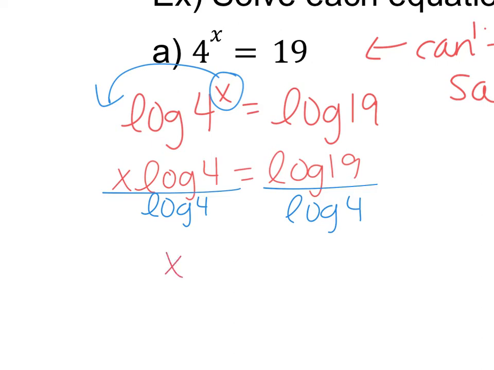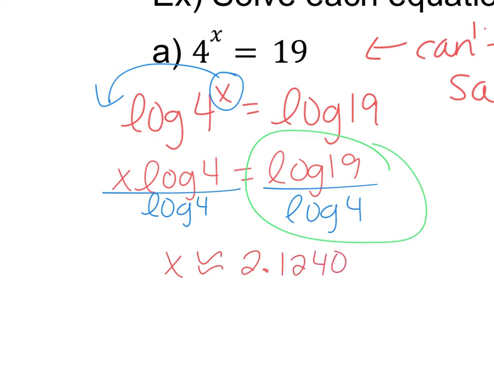Okay, so x is going to be approximately, and you're going to have to use your calculator, and you're going to type all of that into your calculator. So log of 19 divided by log of 4. And you get approximately 2.1240.